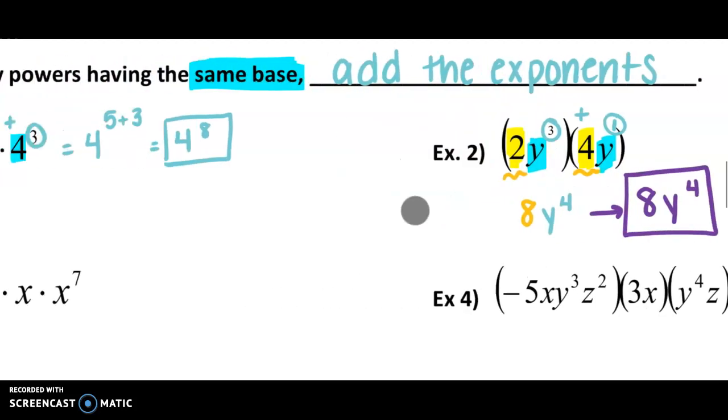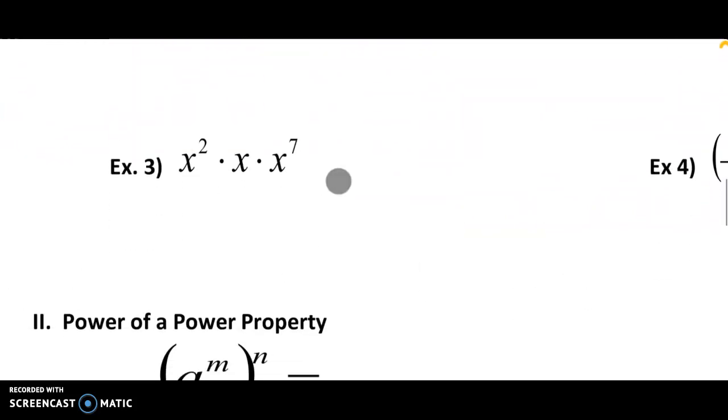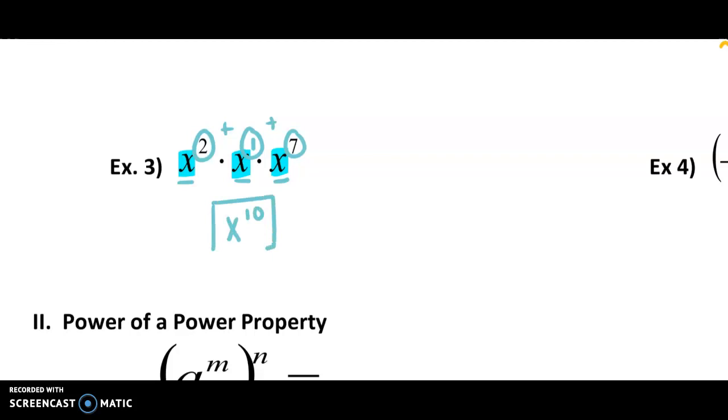Okay, let's go ahead and let's look at number 3. Here, let's look at our bases. The one that's directly next to the exponent of 2 is x. Again, this one has an exponent of 1. And this x has an exponent of 7. So they all have the same base, x, x, and x. So I'm going to take all 3 of these exponents now and add them together. So 2 plus 1 is 3, plus 7 is 10. So this would be x to the 10th power. Remember, your base stays the same.